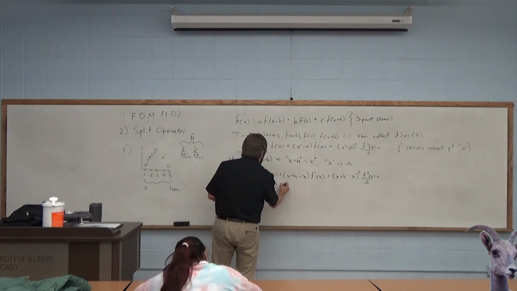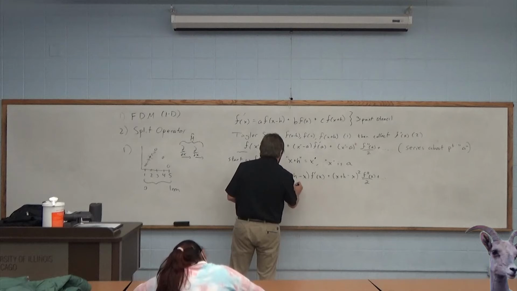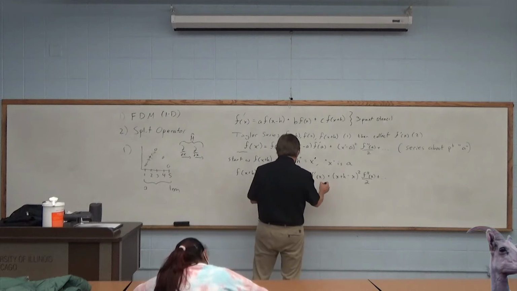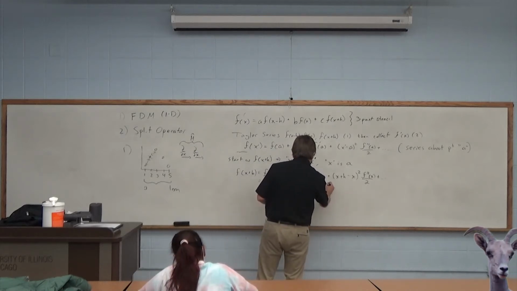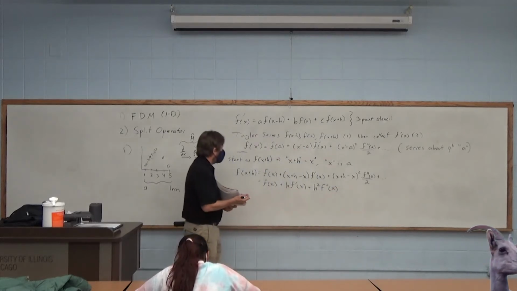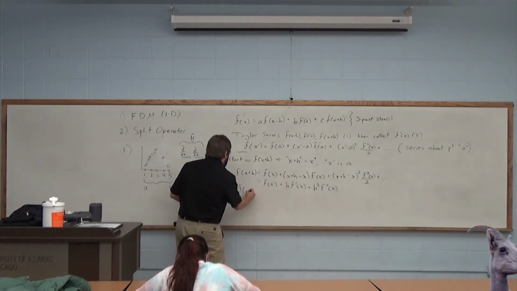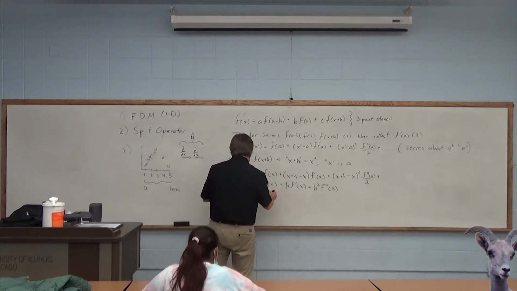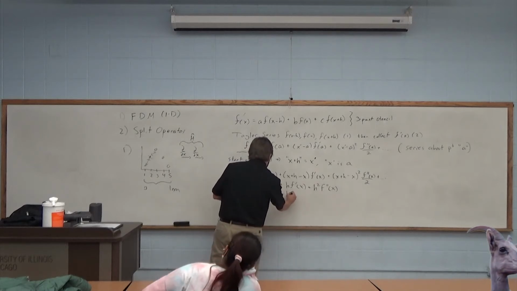F of x plus h f prime of x plus h squared f double prime x, the double derivative, and again we'll stop there. Okay, now if you do this for f of x minus h, you're going to get, guess what, the same thing. F of x, you're going to get minus h.